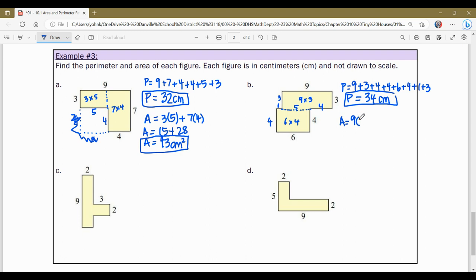Area is going to be my two rectangles, 9 times 3 and 6 times 4. So that's 27 plus 24. That's 51. This is area, so centimeters squared.